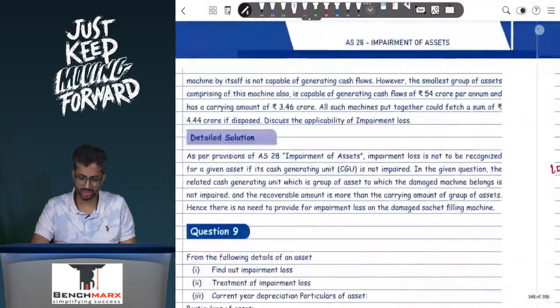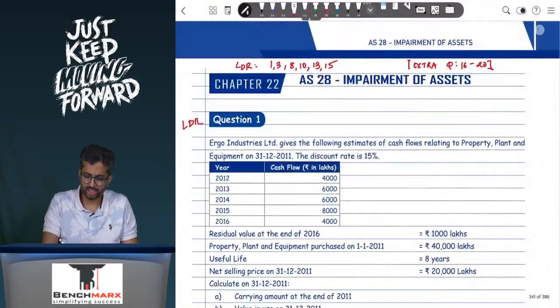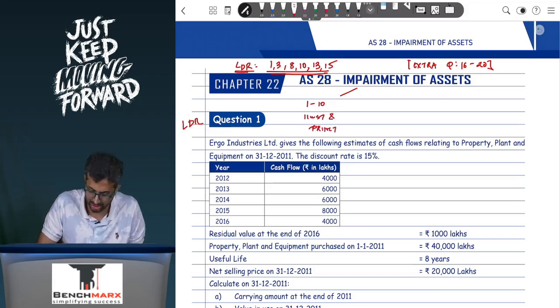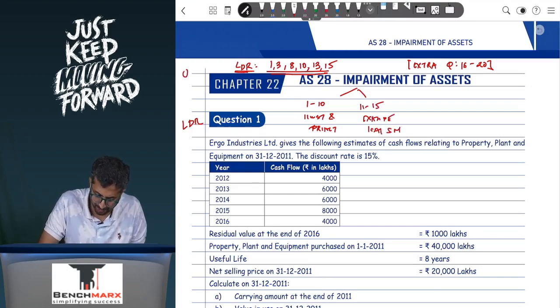If I go to the questions pertaining to AS28, in our material, for last day revision, we have marked these questions. So if I run you through the 19 questions that are there in the material, out of the 19 questions, question 1 to question number 10 are from the institute illustrations and institute practice questions. So this is something which is inherently from the institute. From 11 to around 15 we have taken examples again from the institute study material only. So from question 1 to 15, these are questions in your CA Inter material.